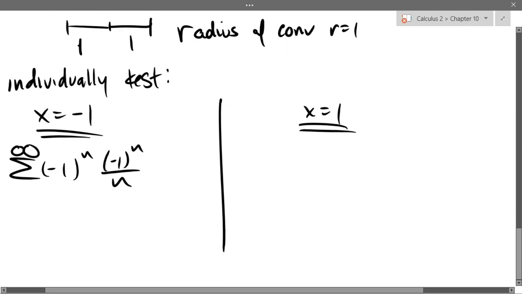All right, what is negative 1 to the n times negative 1 to the n? Negative 1 to the 2n. What is negative 1 to the 2n?